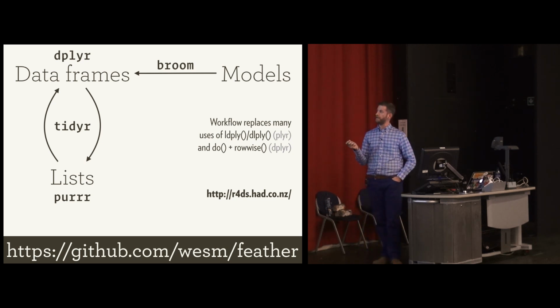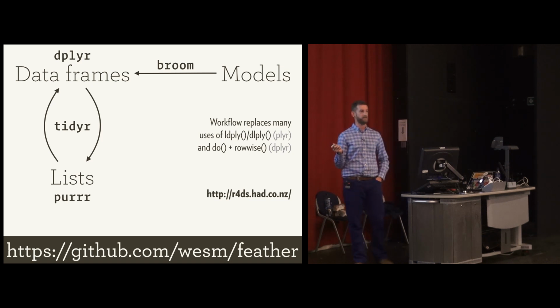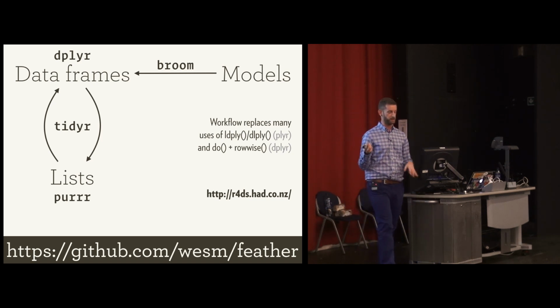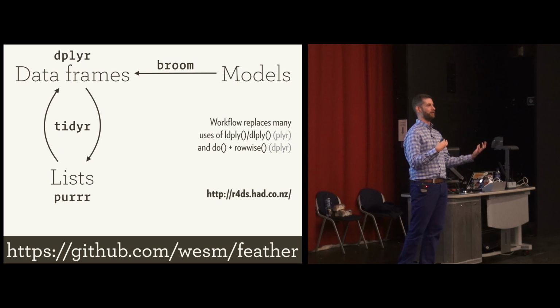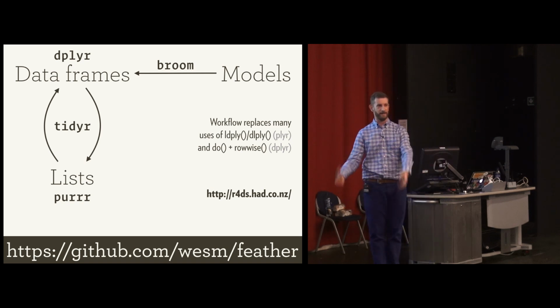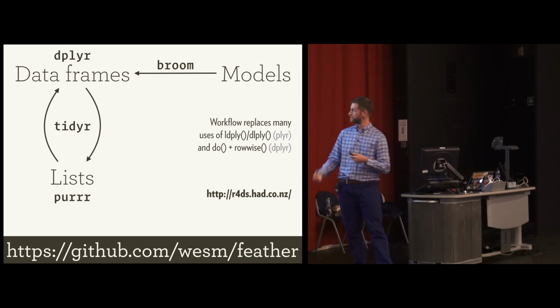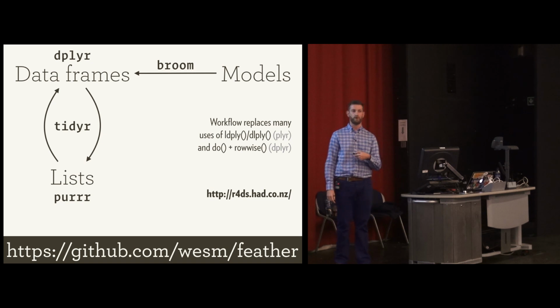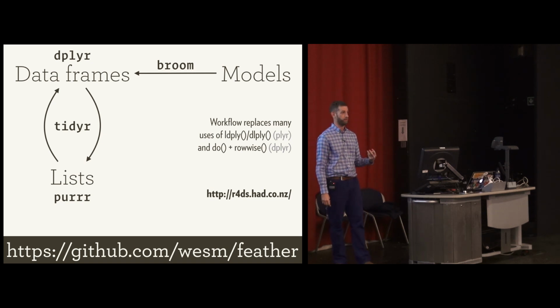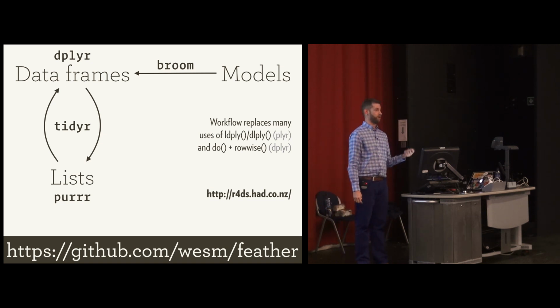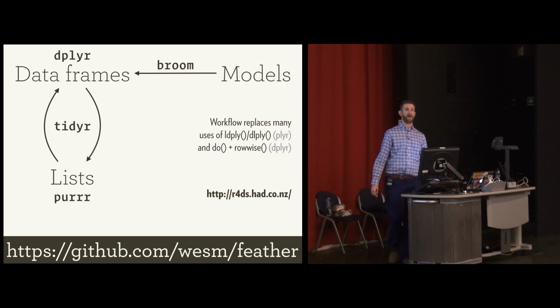If you'd like to learn more about any of these techniques, I'm currently writing a book with Garrett Grolemund called R for Data Science. The goal of that book is to take you from knowing nothing about R or programming to being a reasonably well-tooled data scientist. It is a work in progress, but everything is available online. And if you have any feedback, I'd love to hear about it. Finally, if you'd like to learn more about Feather, you can go to Wes McKinney's repo, where he and I have been working. Thank you.